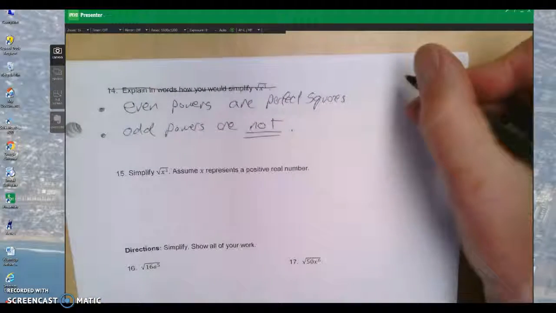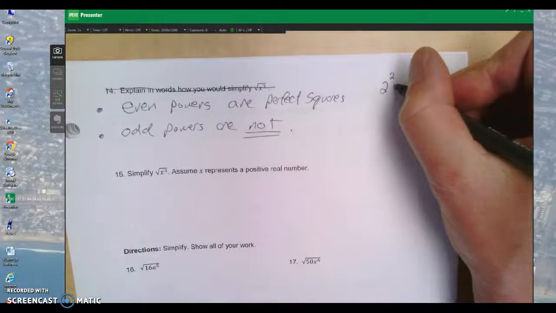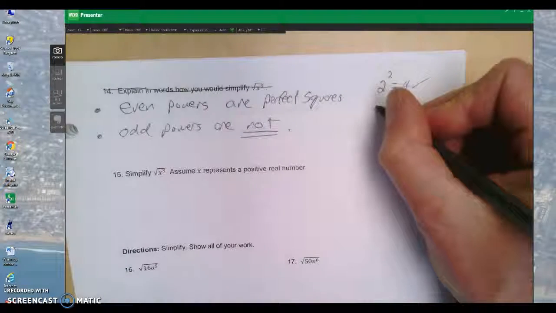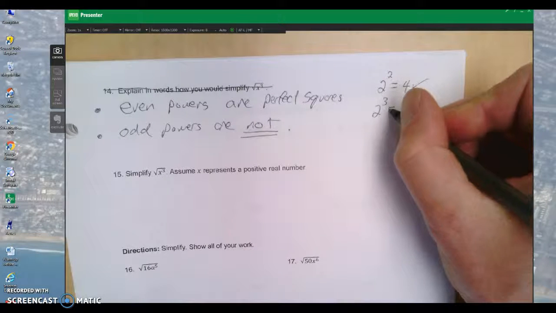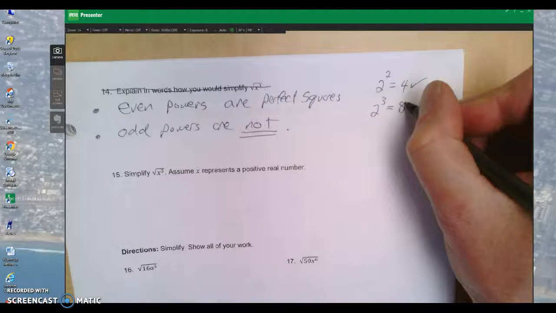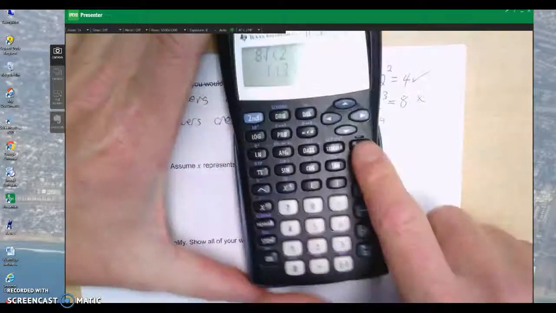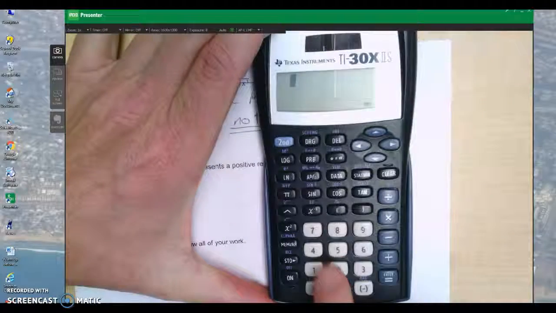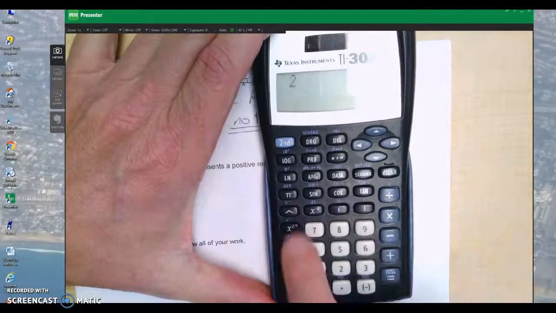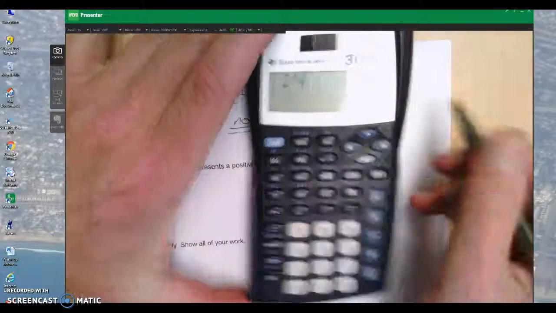Let's prove it. If I said, let's take 2 to the 2nd power, doesn't that equal 4? And clearly 4 is a perfect square, right? What's 2 to the 3rd power? And please don't say 6. 2 times 2 is 4 times 2 more is 8. 8's not a perfect square. What's 2 to the 4th power? Let me show you how to use the calculator to get this. 2, and this little caret tells me, what power do you want to raise me to? 2 to the 4th is equal to 16.